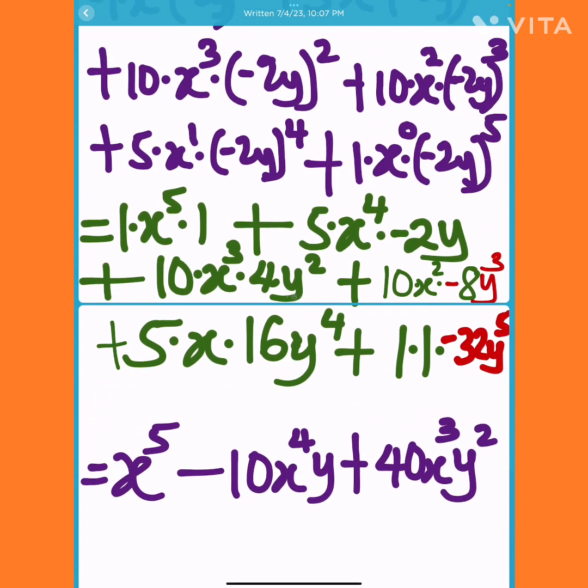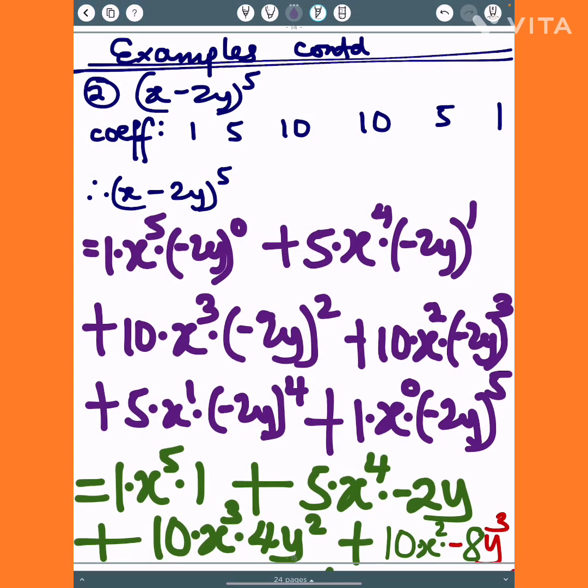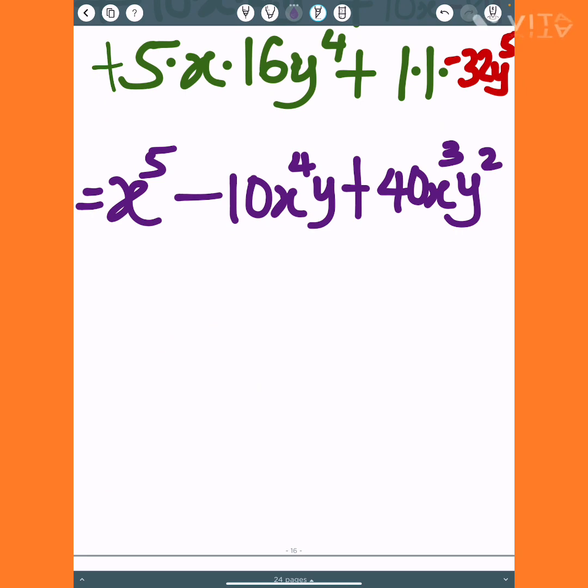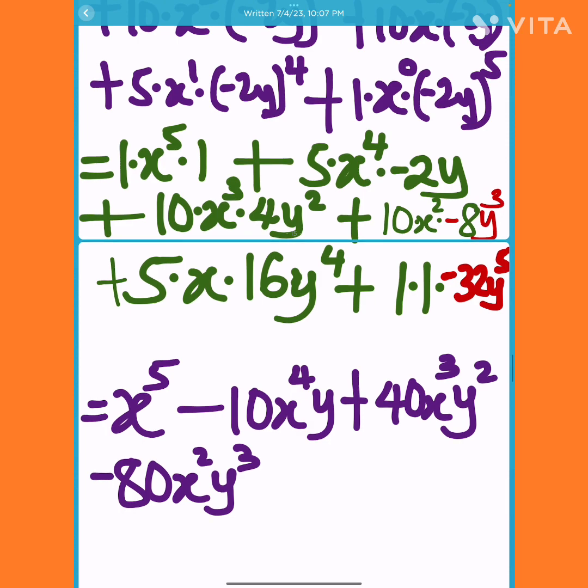My fourth term is here. I need to be careful. There's a minus. Plus 10, multiplying the constants involves the negative sign here. So plus 10. First thing is to multiply the constants. Plus 10 times minus 8 is minus 80. So my fourth term is minus 80 x squared y cubed. So I'll go ahead and write that. Minus 80 x squared y cubed. That's my fourth term. Let's go to the fifth term here.